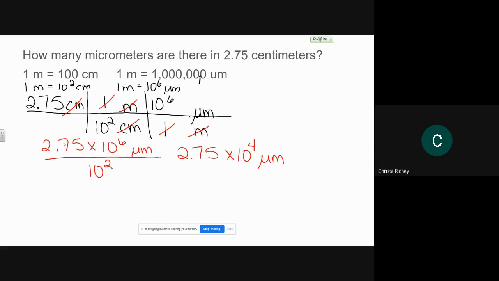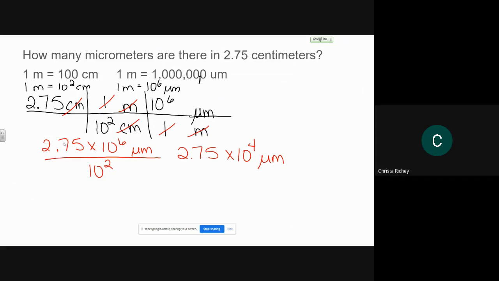You see what it is? I mean, if you really wanted to, you could write out all the numbers. You could do 2.75 times a million divided by 100, and then you cancel out the zeros. So you take away 2 zeros from here, and you would take away 2 zeros from there. I find it easier to do math if you keep everything in scientific notation, by far.